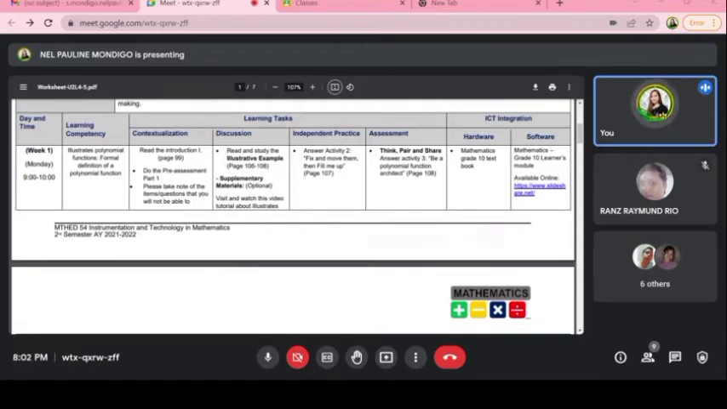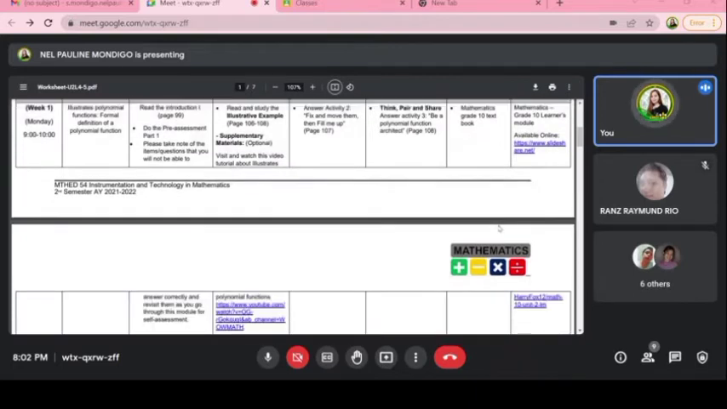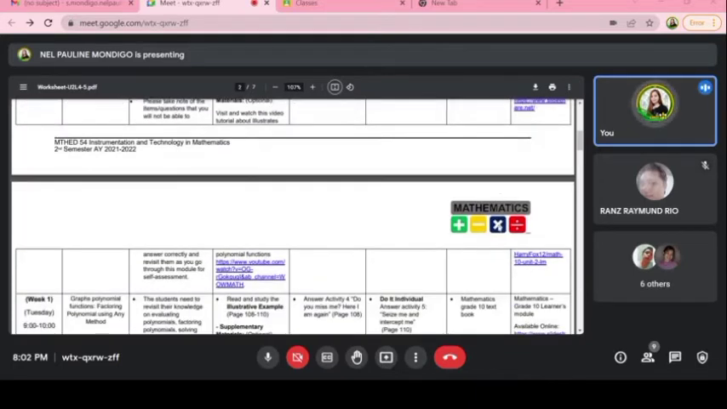For our ICT integration, the hardware is their own textbook in Mathematics Grade 10. And for the software, it is available online. The Mathematics Grade 10 Learner's Module is already attached in this learning plan.